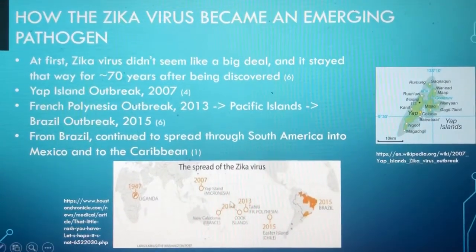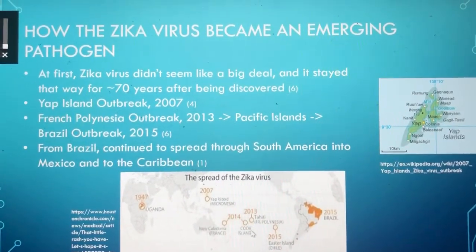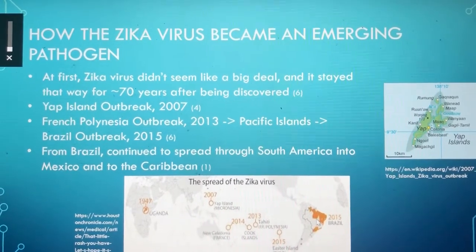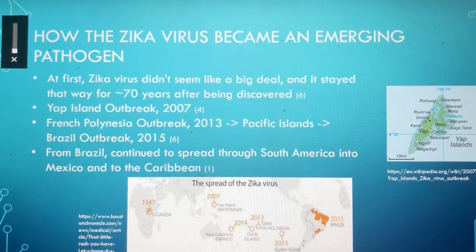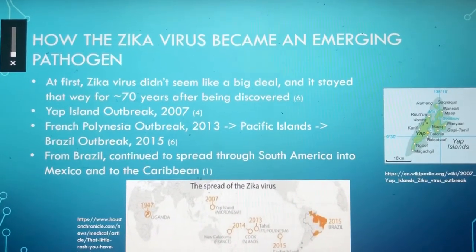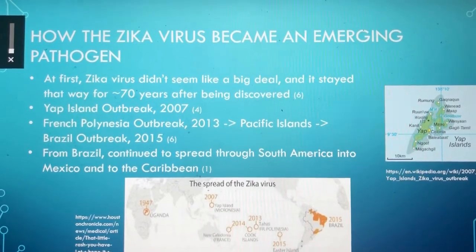And then from there was an outbreak in French Polynesia in 2013, and it began to spread through the Pacific Islands until it got to Brazil in 2015, which is the main outbreak people associate with this virus. And then from there, it continued on to spread through South America, into Mexico and the Caribbean.